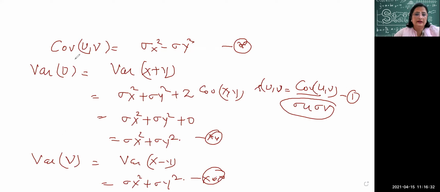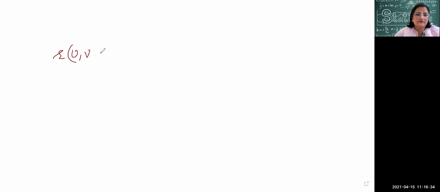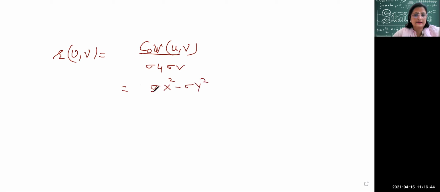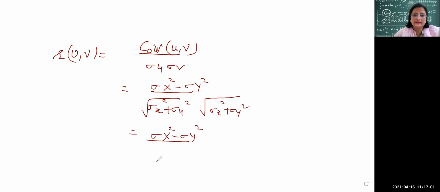So now putting all the values, therefore r between u and v is equal to covariance between u and v divided by sigma u and sigma v. So this is sigma x square minus sigma y square. And the denominator, where do those both come in? You need sigma x square plus sigma y square its square root, because we found the variance. This is standard deviation. So this comes out to be sigma x square minus sigma y square upon sigma x square plus sigma y square. So you are left with this.